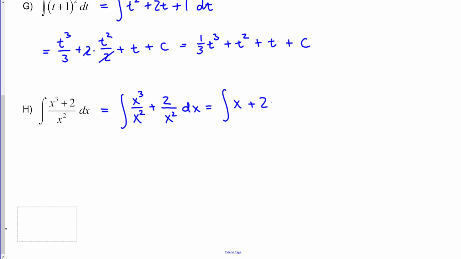Both of these particular terms can be integrated using the power rule. So I would have x squared over 2 plus 2 times, so x to the negative second, if I add 1 to that, it will be x to the negative first divided by negative 1. So looks like I'll have 1/2 x squared minus 2 over x plus c when I simplify everything.